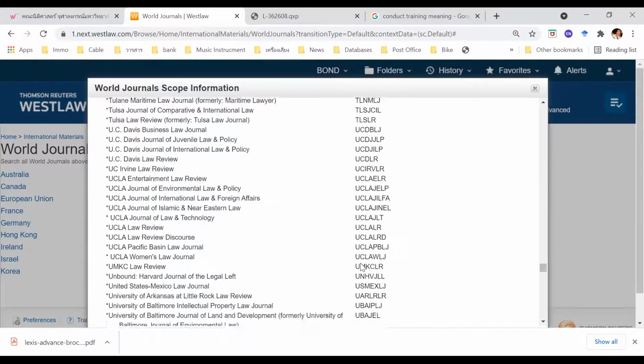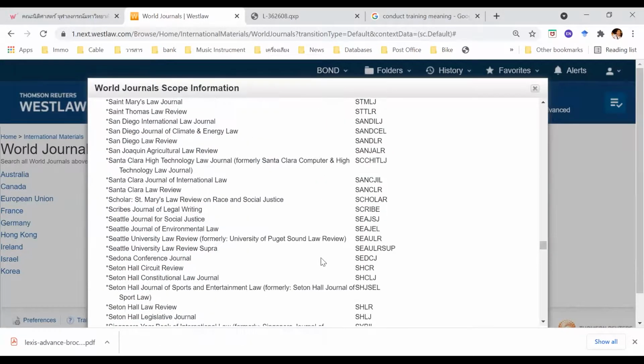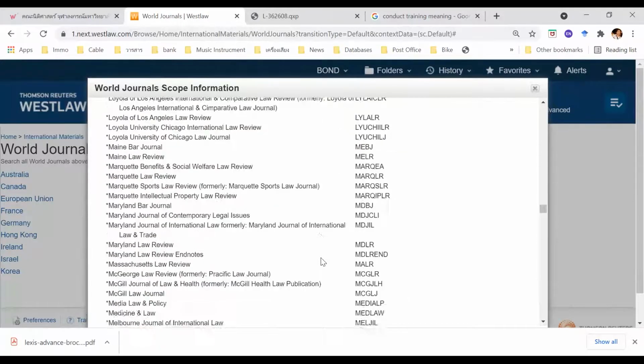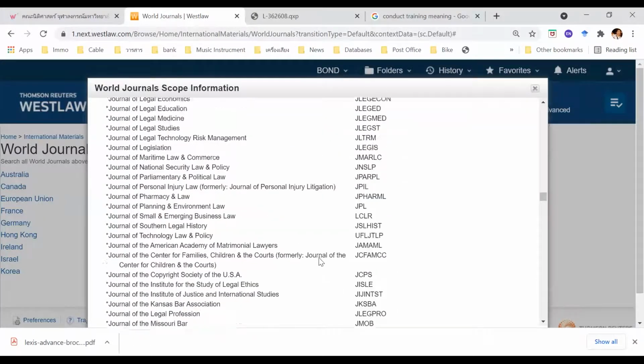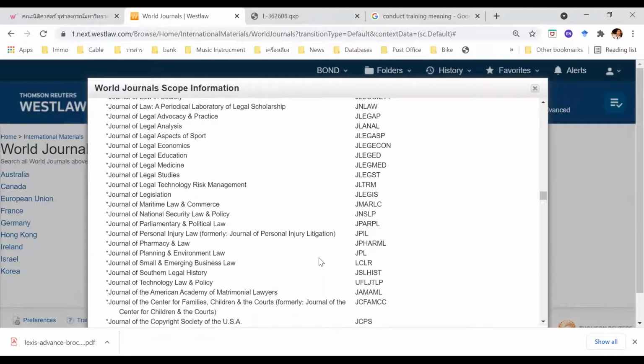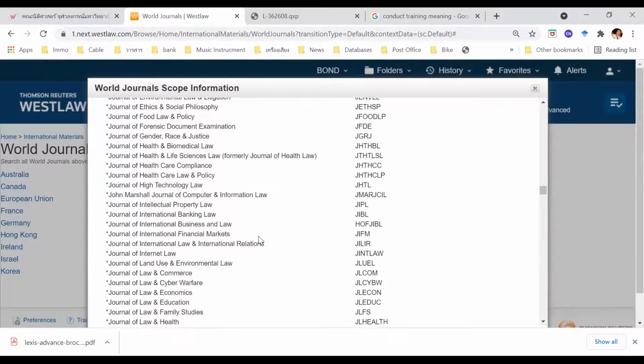But if you look at journals, I'll show you the journal. A journal is more specific on the legal topic. Suppose you just want to see intellectual property. I'm looking for the Journal of Intellectual Property or the Journal of International Business Law. When I find the Journal of International Business Law, you can look at it.